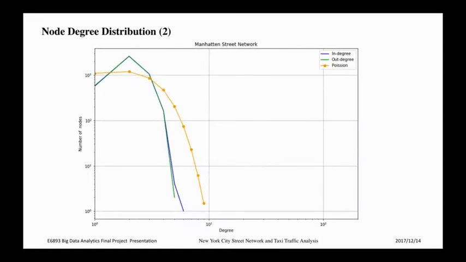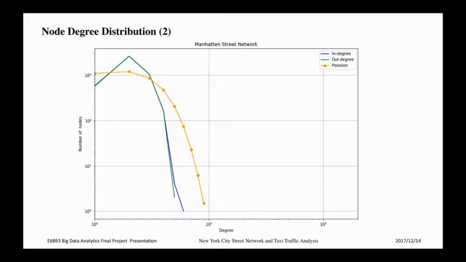However, if we compute the in-degree and out-degree distribution, we can find it looks much like a Poisson curve, the yellow one in the picture. According to the paper, Network Analysis of Urban Streets: A Primal Approach, a random graph exhibits a Poisson degree distribution.